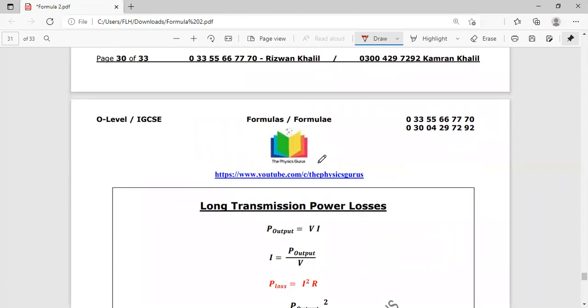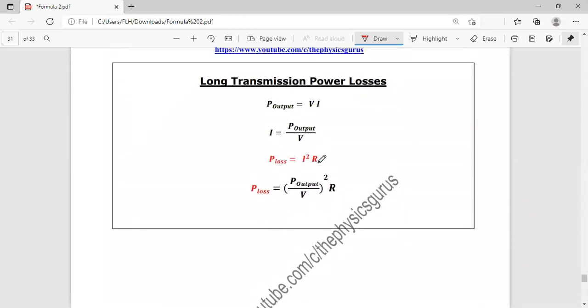Then the formula of long transmission power losses. Power output is equal to VI, so I is equal to power output over V, and we can calculate the power losses by using this formula, I square R. These are the power losses when energy is transmitted from one city to another city via transmission lines. So in place of I, we can write P output over V, and definitely the square will be there. Therefore, power losses will be P output over V whole square into R.